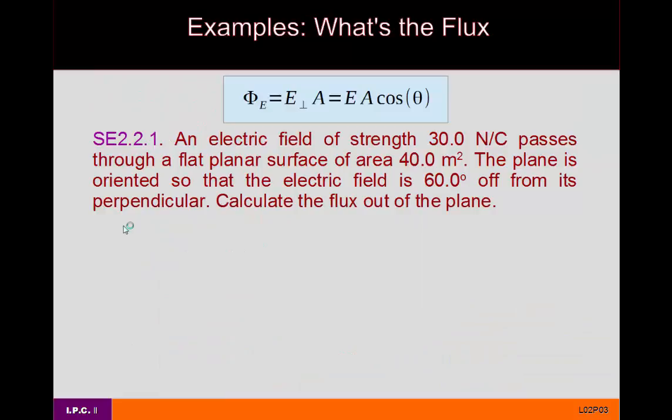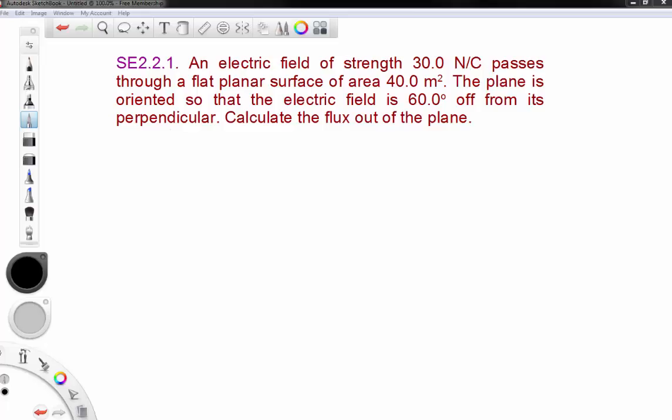Alright, so let's look at a couple simple examples before we move on and add to our definitions for electric flux. For our first example, we have an electric field of known strength, and we're passing through a flat planar surface of known area, and then there's some angle between the field and the area vector. So we're going to calculate the flux out of this plane.